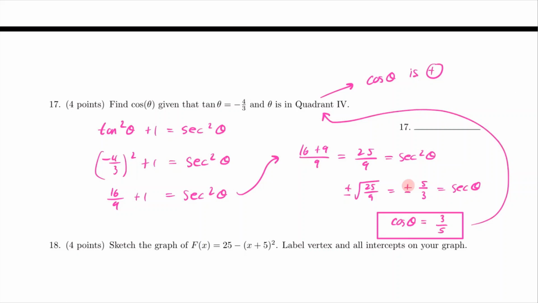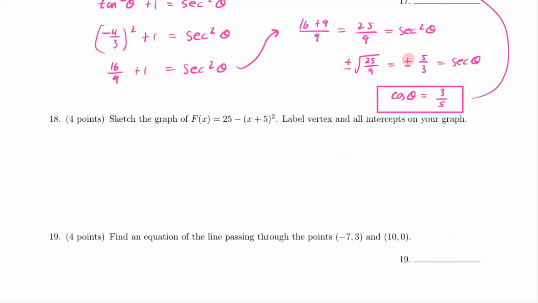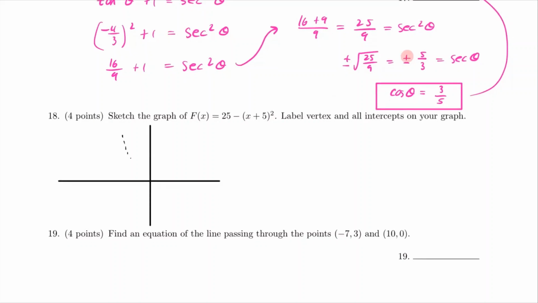Now for number 18, we're going to graph this function and label its vertex and all intercepts. So this is a parabola facing down, and it's shifted 5 units to the left and then up 25 units. So here's how the graph would look. So this is our XY plane. So we know the usual parabola looks like this.